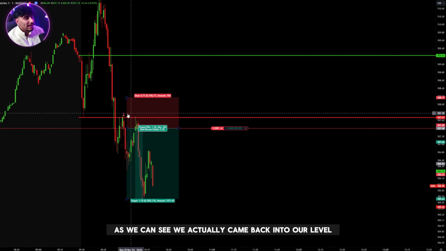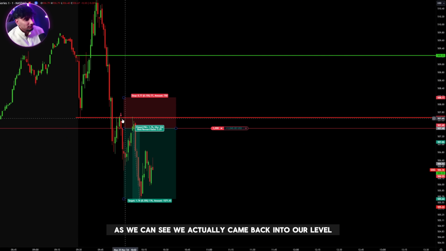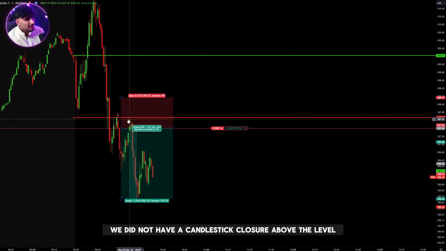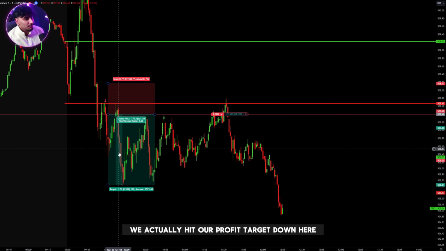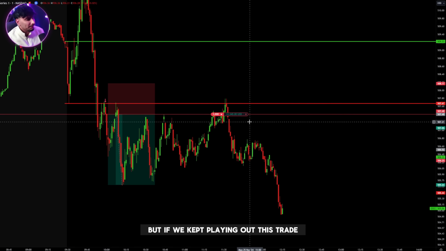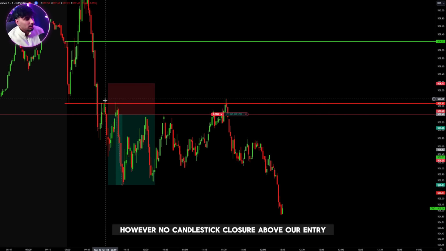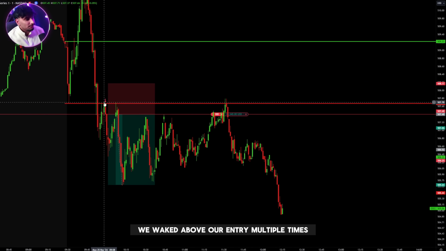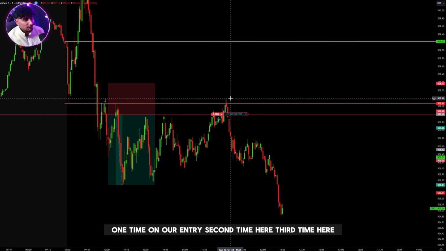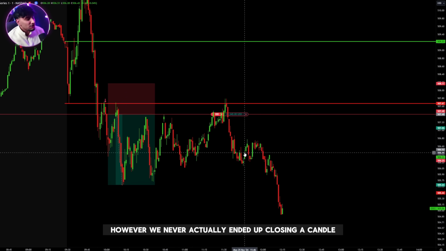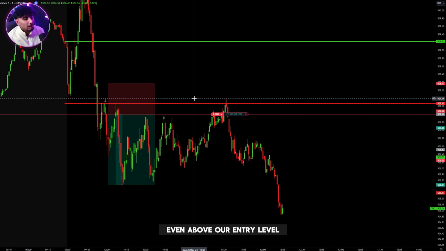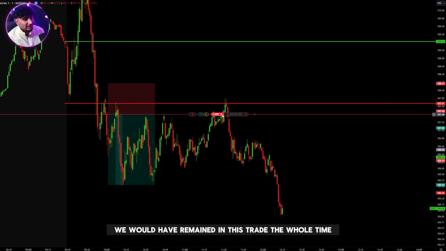As we can see, we actually came back into our level. However, we did not have a candlestick closure above the level. As we can see, we actually hit our profit target down here, but if we kept playing out this trade, I just wanted to show you guys that we ended up actually coming back for the retest. However, no candlestick closure above our entry. We wicked above our entry multiple times, one time on our entry, second time here, third time here. However, we never actually ended up closing a candle even above our entry level. Therefore, we would have remained in this trade the whole time.